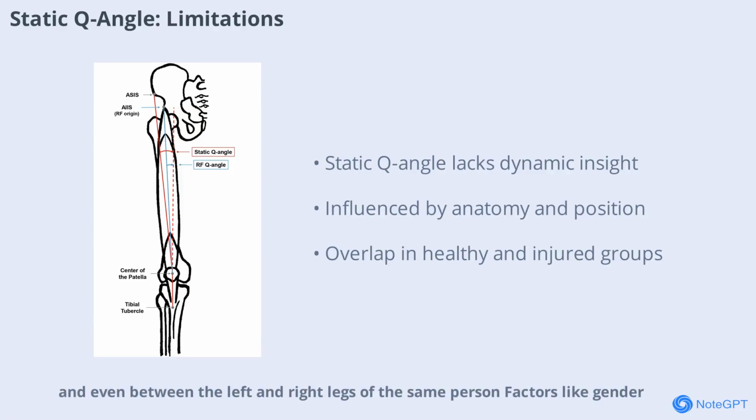Factors like gender, race, and anatomical differences such as pelvic width can influence the Q angle. Moreover, there's a large overlap in Q angle values between people with and without knee pain, making it difficult to set a clear threshold for what is considered abnormal. Most importantly, the static Q angle fails to capture the dynamic changes that occur during activities like walking, running, or jumping, which are often when injuries happen. This has led researchers to question its clinical significance and seek more functional assessment tools.